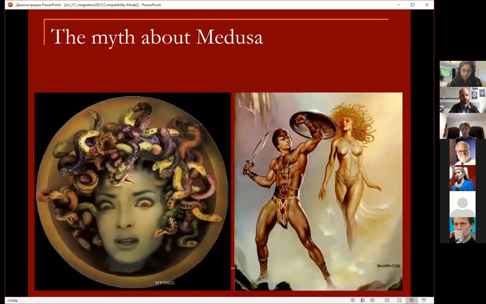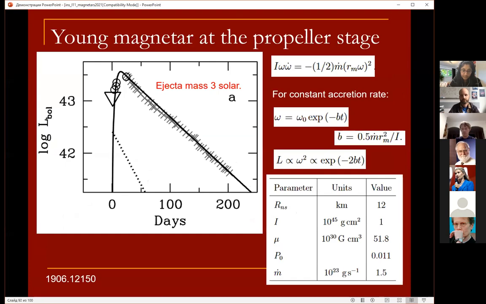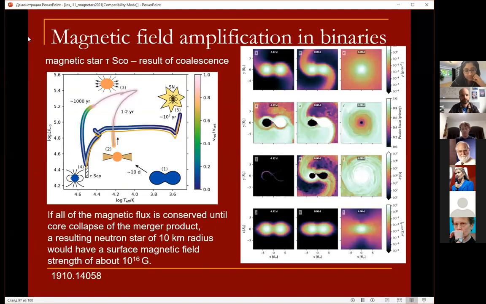There was a nice paper where people found a star which definitely was the result of coalescence, and it has a very large magnetic field. So just with flux conservation, you naturally obtain a magnetar-scale field. I just wanted to show it as an argument in favor of the idea that even normal magnetars are born in a specific channel, maybe a channel which involves coalescence of normal stars, or anyway interaction of normal stars in binaries before the explosion. Interesting.